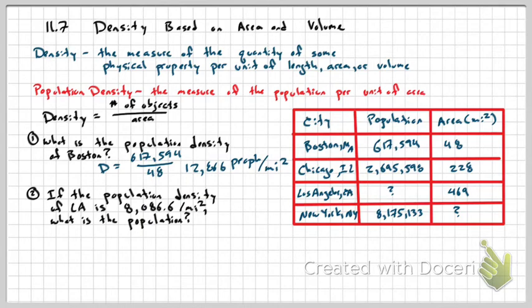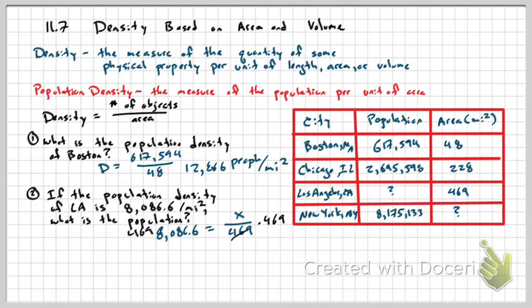If the population density of LA is 6,086.6 people per square mile, what is the population? So we're still going to be using the same formula, but now we're just given different information. So density equals population, which we don't know, divided by the area in which we're looking. So in this case, 469 miles. Remember, this is over 1, so we can cross multiply, or we can just multiply both sides by 469.